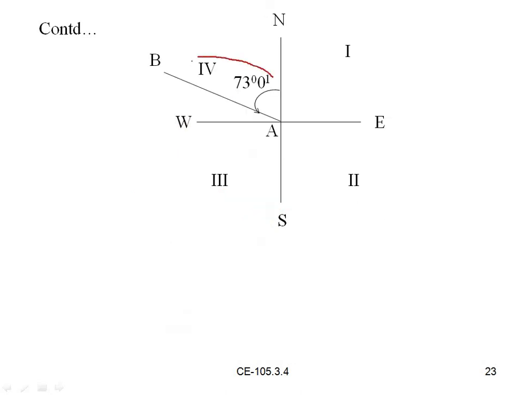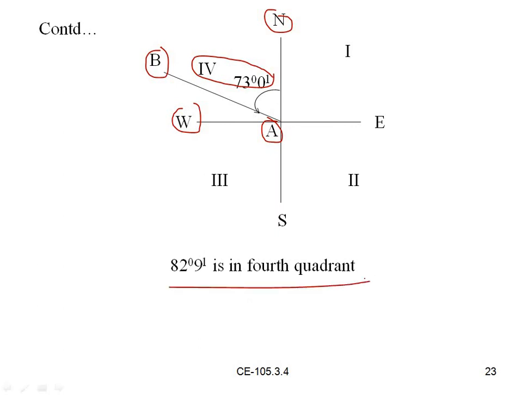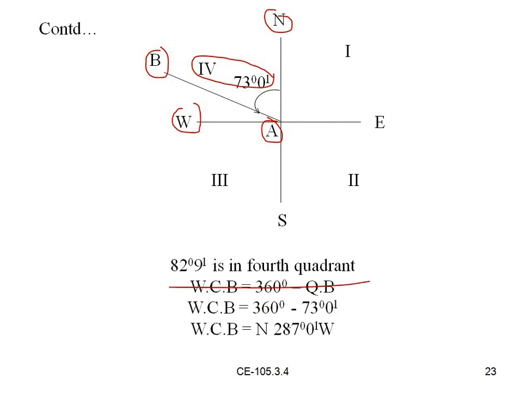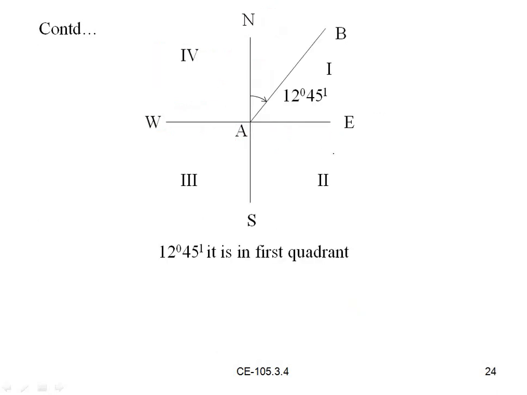Then the fourth quadrant, 73 degrees 0 minutes. We will see the AB line, north and west. So in the fourth quadrant, how much will we get? 360 degrees minus 73 degrees 0 minutes. We will get north 287 degrees 0 minutes west. So remember, all these directions are useful for the calculations. Moreover, all these calculations are there.